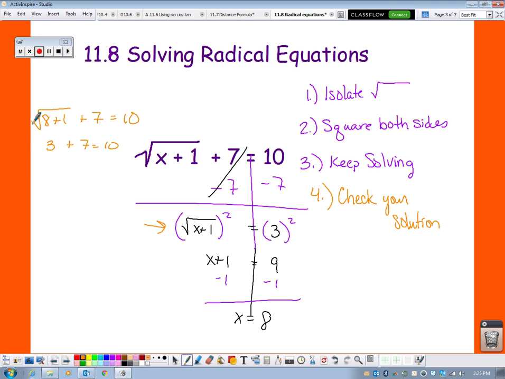If we wanted the negative square root, they would put a little negative in front of that. So you don't have to worry about plus or minus. We're just always taking the principal square root, the positive square root, and we evaluate that. And 3 plus 7 really is 10. It's done. That's a good solution. That's our final answer, x equals 8.